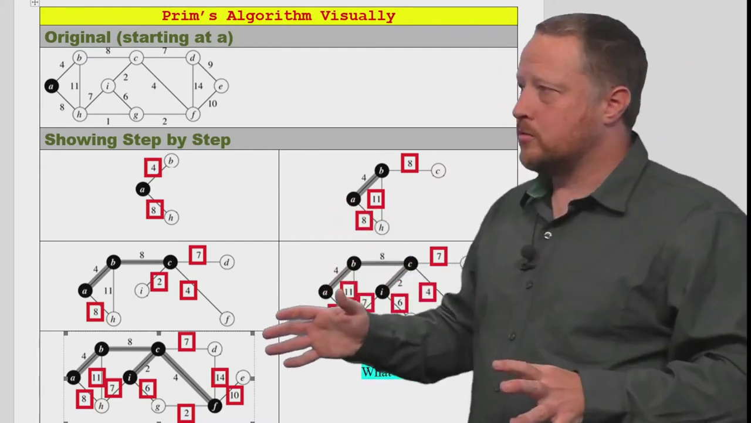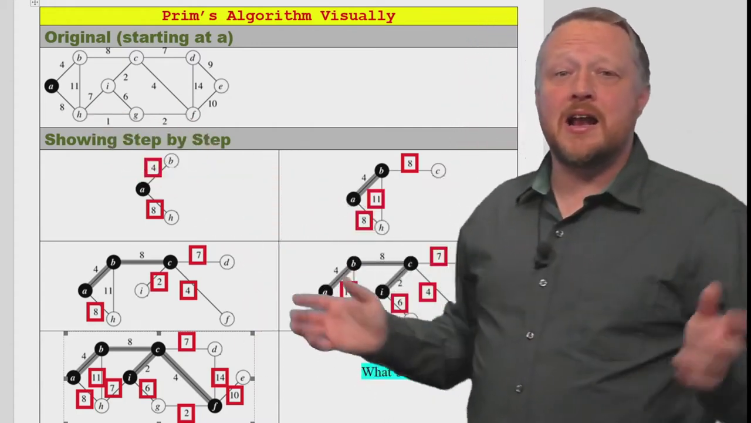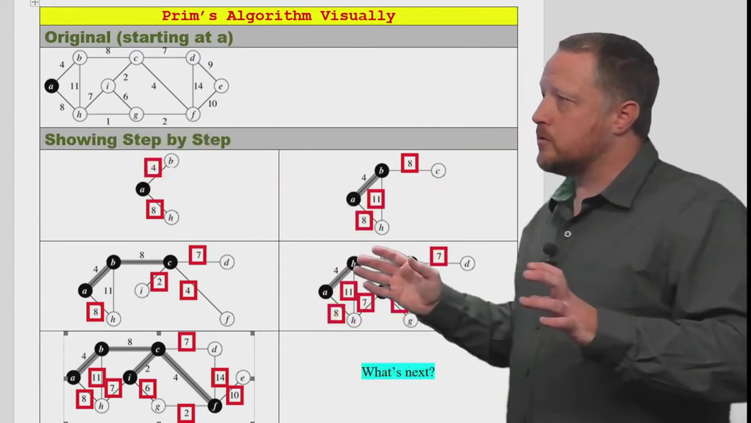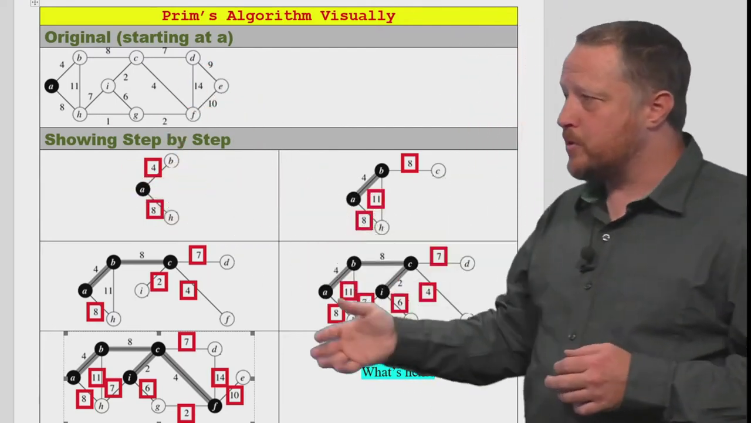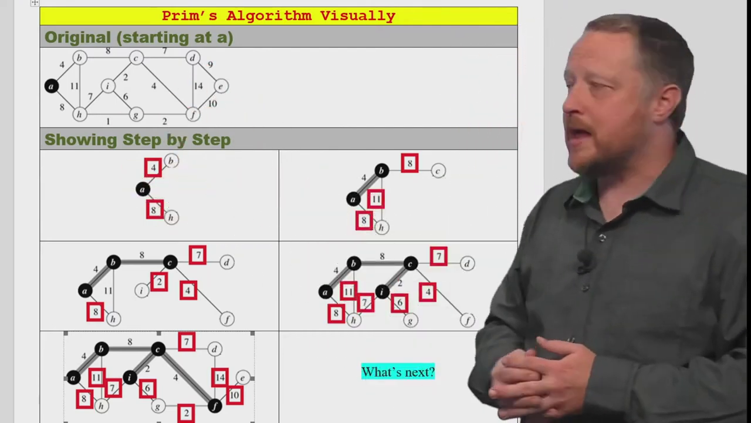So for giggles, I am starting at A. I did not have to. I could have started somewhere else. And here's the entire graph. Notice all the edges. Yes, again, there's cycles. And we're going to build, frankly, a tree from that.